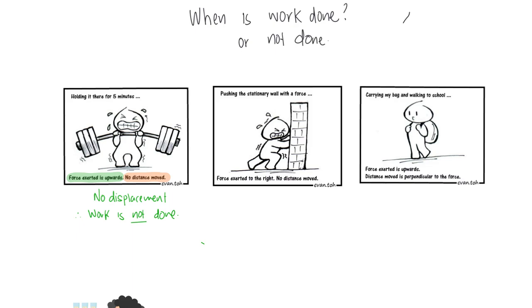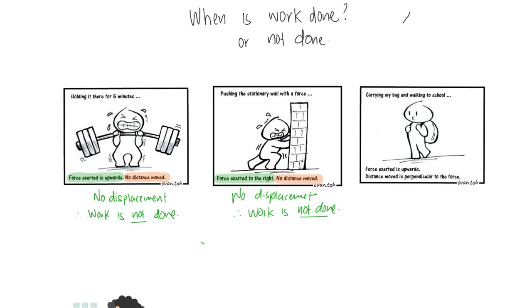If I look at the second image, we've got a person pushing a stationary wall, and it looks like a lot of effort is going into it. So there's a force being exerted to the right, but that wall is not moving. And because there is no displacement, we can say that work is not done. So again, no displacement, no work being done.